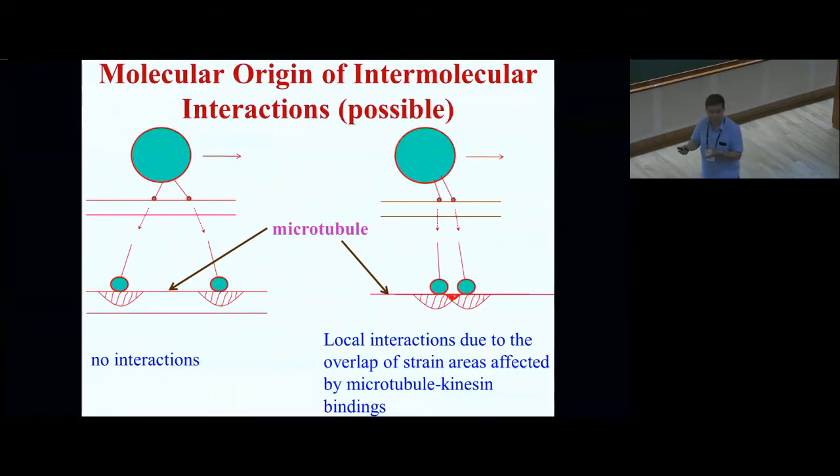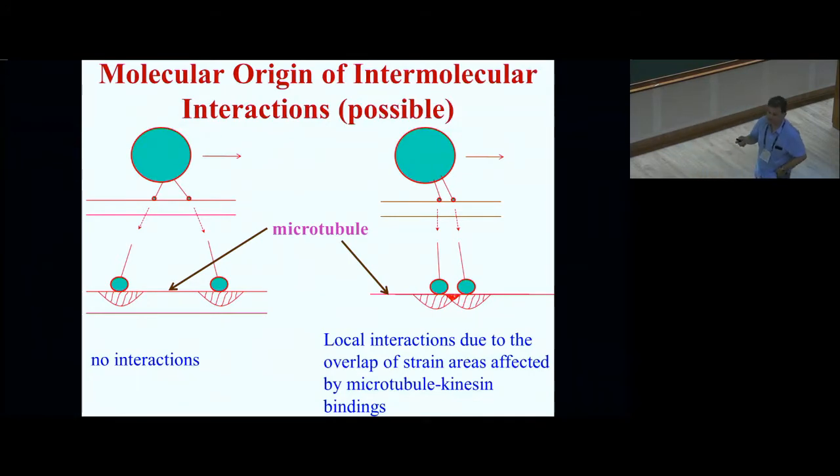By effective interaction, I mean the following. Imagine this is my motor, for simplicity a two-headed motor as one object. If it binds to a microtubule, it changes something locally in the microtubule. If they're far away from each other, these changes are far away from each other. But if you bring them together, there is some overlap zone, which means you have to change less, which will effectively act like an interaction. Other kinds of interaction could be attraction or repulsion.